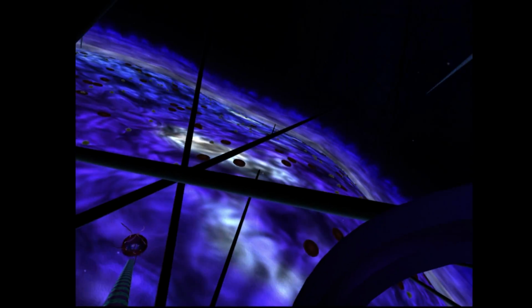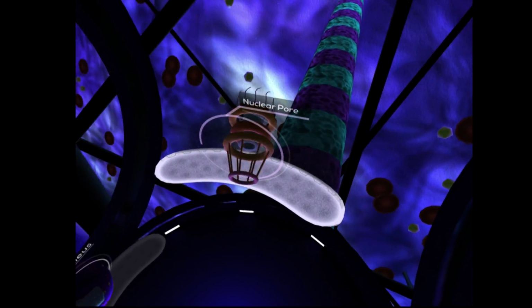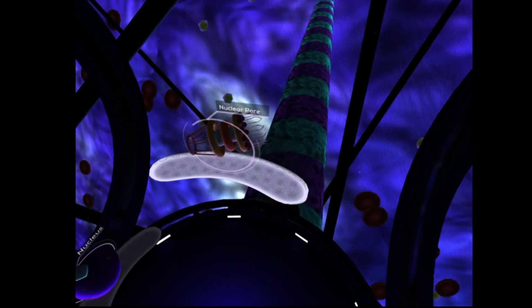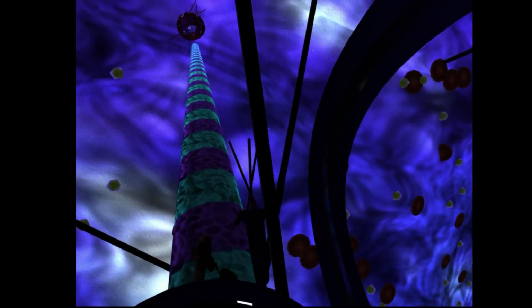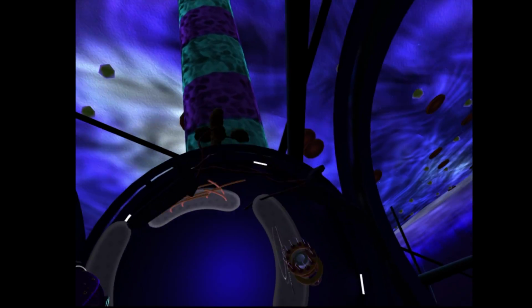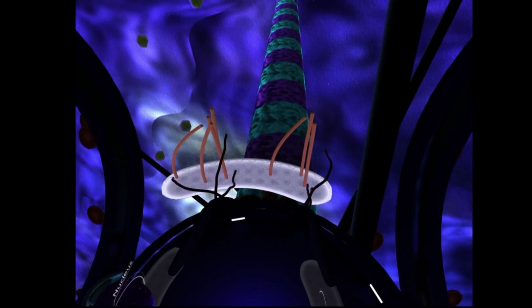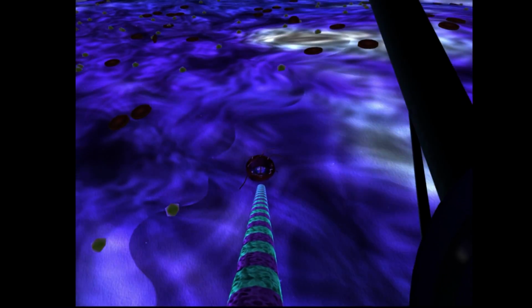Pores are spread around the surface of the nucleus to allow entry and exit of larger molecules. Protein filaments are located around the edge to facilitate the transport.